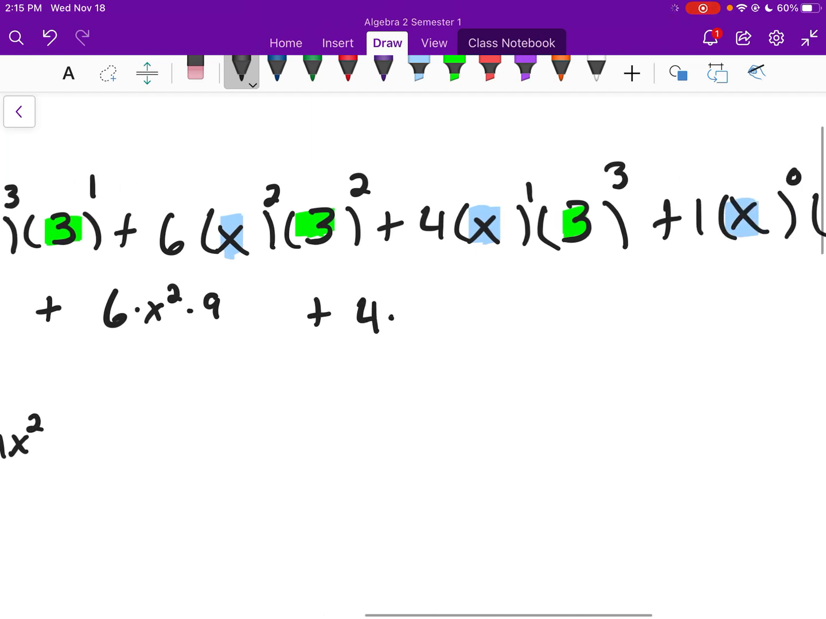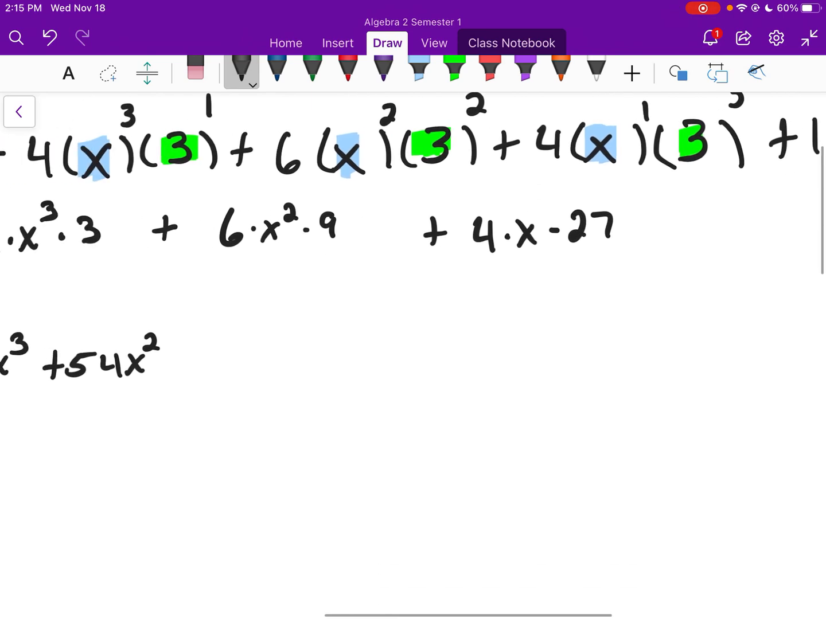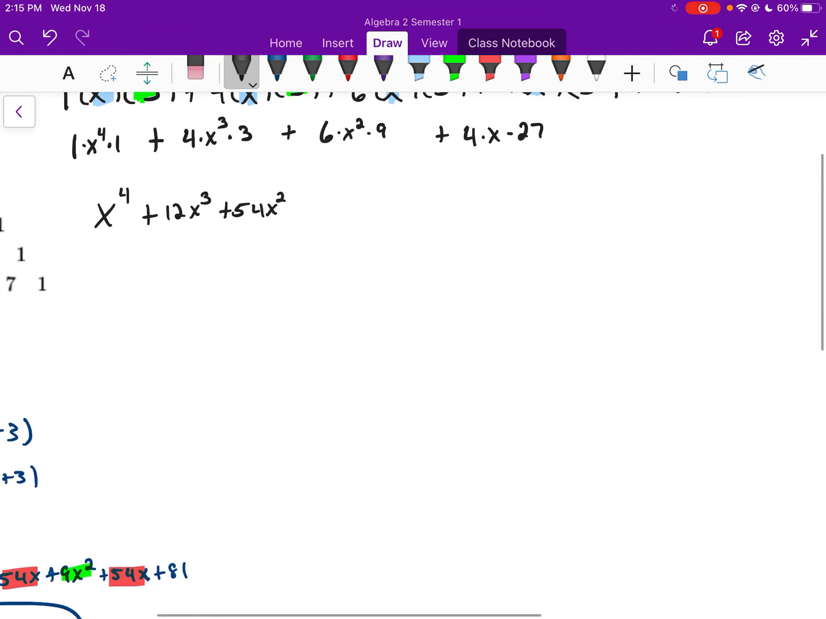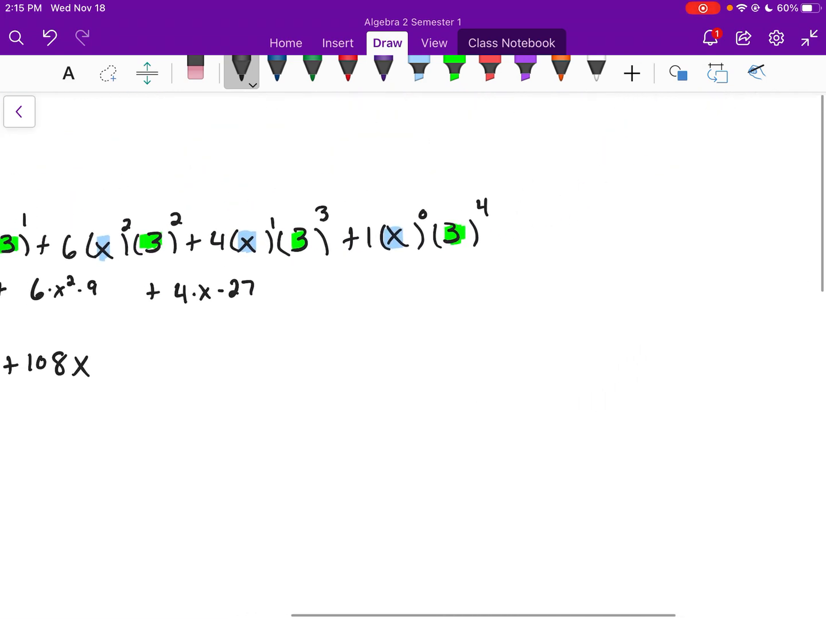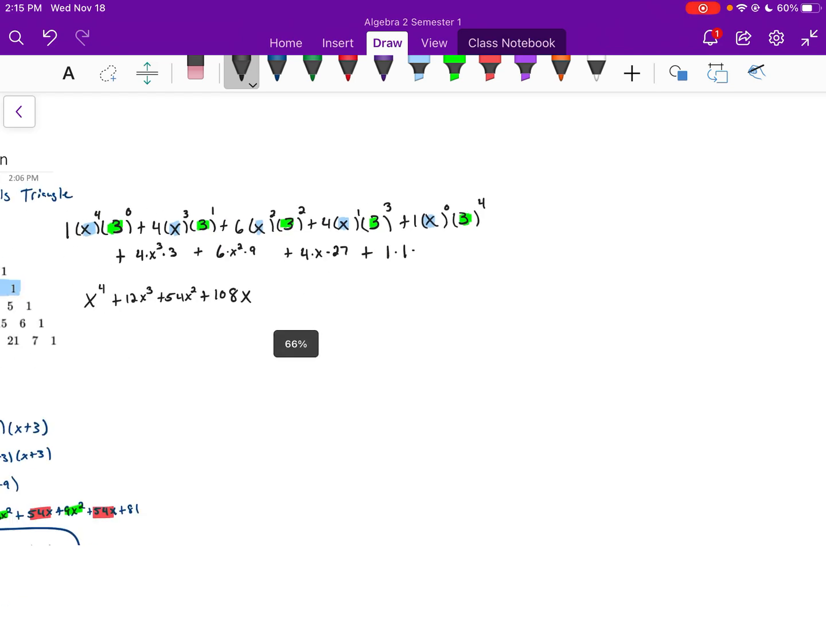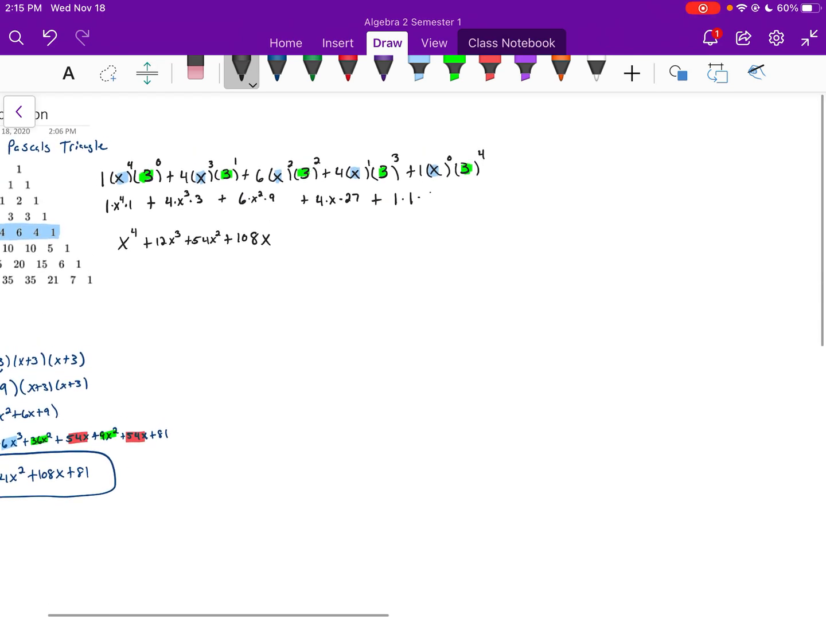And the next one, that's saying 4 times x times 3 cubed, so 3 times 3 times 3, which is 27, which will give us that 108. So plus 108x, and then finally, plus that 1 times 1, because x to the 0 is 1, times 3 to the 4th, which is that 81.